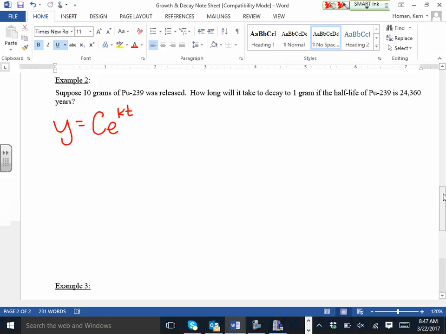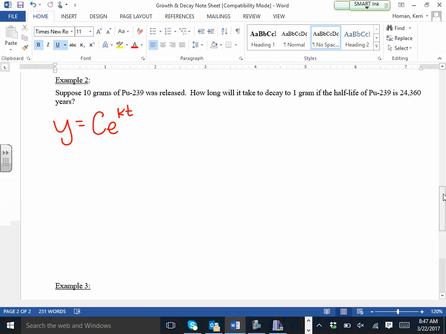What do we start with? Let's go C, like that. C. What do we start with? We start with 10 grams of this element, this particle element. What do we call it? 239 plutonium. Thank you. We start with 10 grams of plutonium. That is our initial amount.